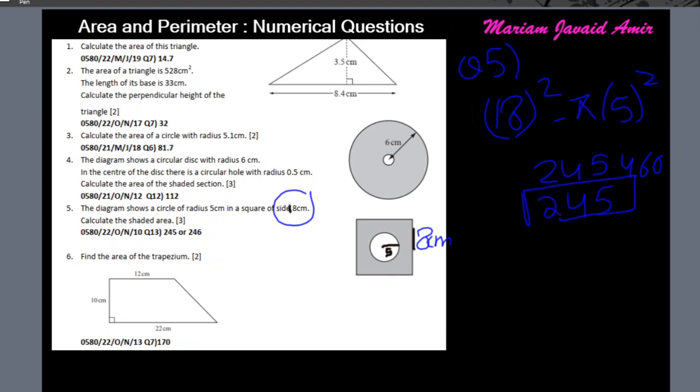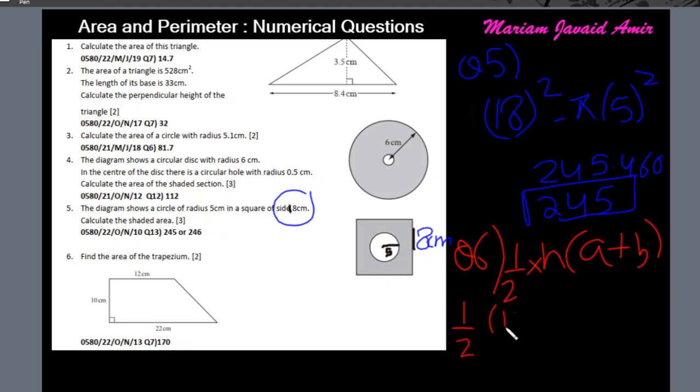Okay, question number 6, which is to find the area of the trapezium. The formula for the area of a trapezium is half times the vertical height, the perpendicular height, times the sum of the parallel sides. Substituting the values, half times 10 times 12 plus 22. Again, I'll enter this as it is in my calculator: 0.5 times 10 times bracket 12 plus 22, which gives me 170.